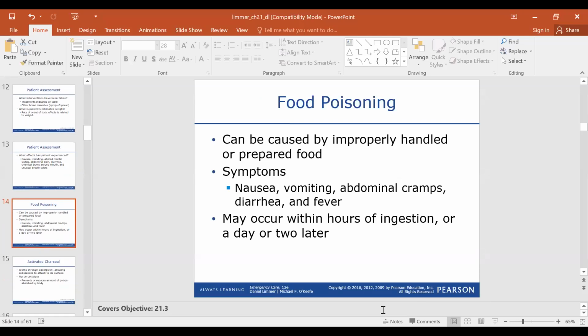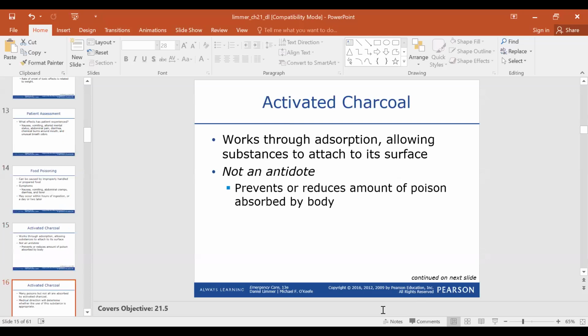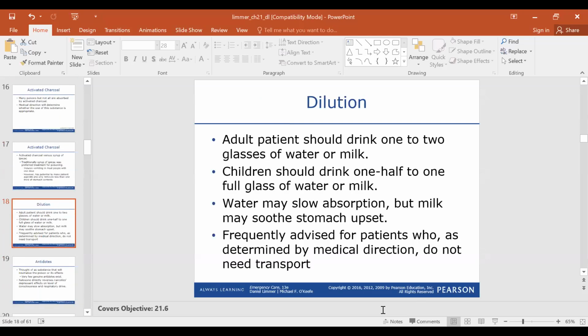All right, food poisoning can occur, talked about that. Activated charcoal, we talked about that as well. Dilution: adult patients should drink 1 or 2 glasses of water or milk. The whole idea here is that drinking a lot of water is going to dilute the poison and reduce its effects. Now, if you drink milk, that could help with the stomach settling as well, but use both.